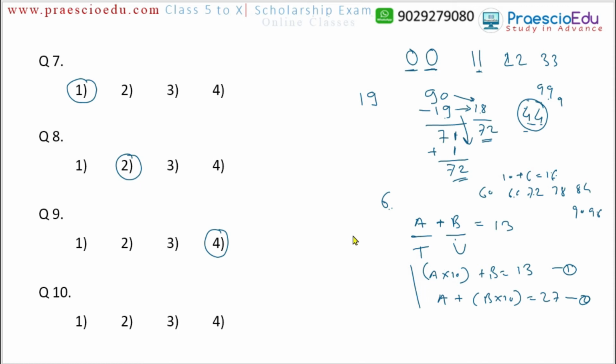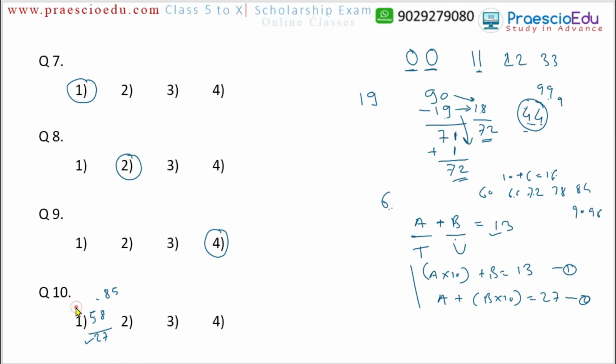But to save our time in the exam, we should first check the options. Here, 58. If we add 5 plus 8, 13 comes, so the first criterion is fulfilled. Then if you interchange, we get 85, and we have to calculate the difference: 85 minus 58 comes to 27. So this also fulfills our other criterion.